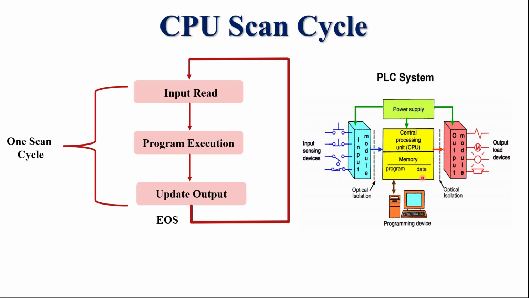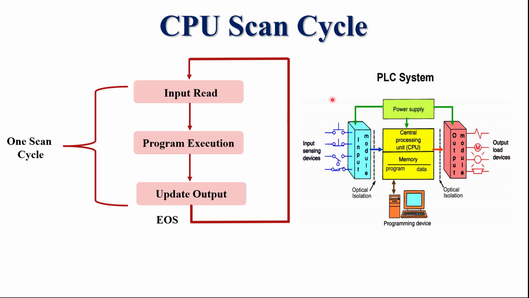After that, when all the functioning is completed and the program is completed, this output is given to the output module, and the output module shows the output with the help of the output load device. So this is the whole functionality of the PLC system. Now, what is the CPU scan cycle?